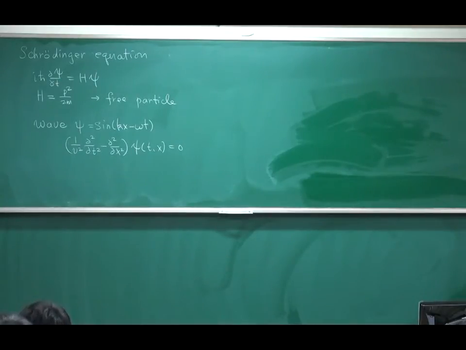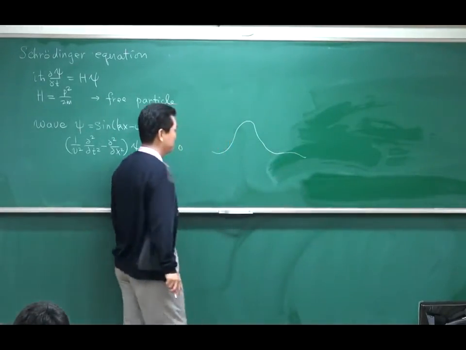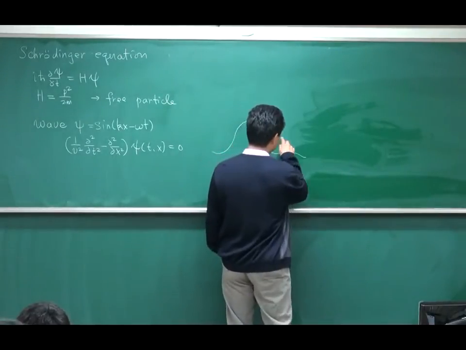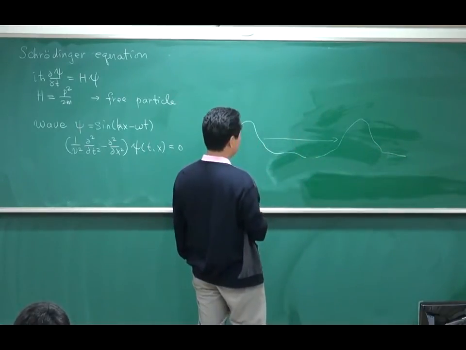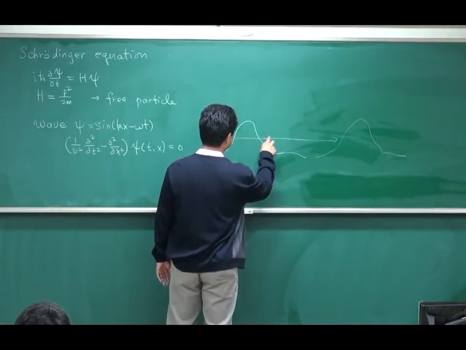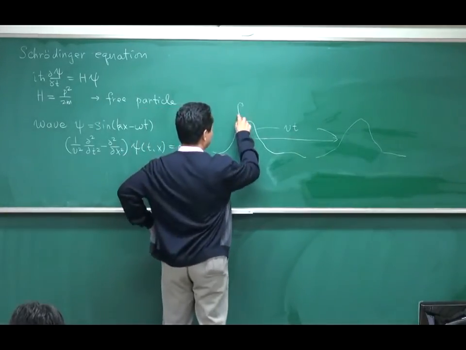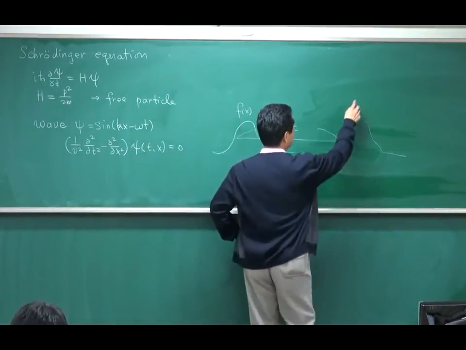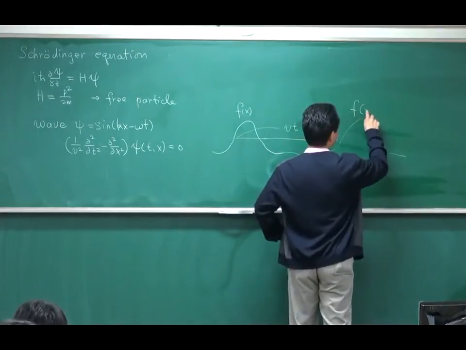Tell me why it is a wave. What is the definition of wave? If it is a wave, its shape is the same and it translates. I assume the two shapes are the same. It has been translated by Vt. So this is a function f of x, and this is the function translated by Vt to the right side along the x-axis. So this is the function f of x minus Vt.